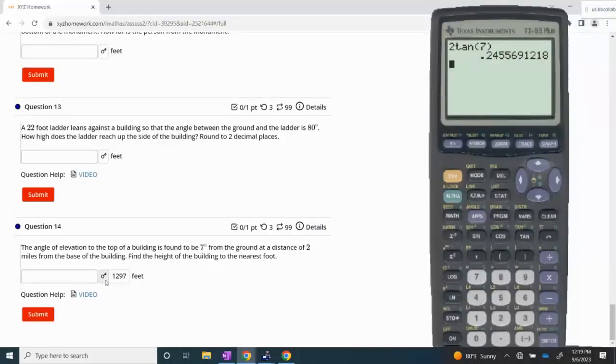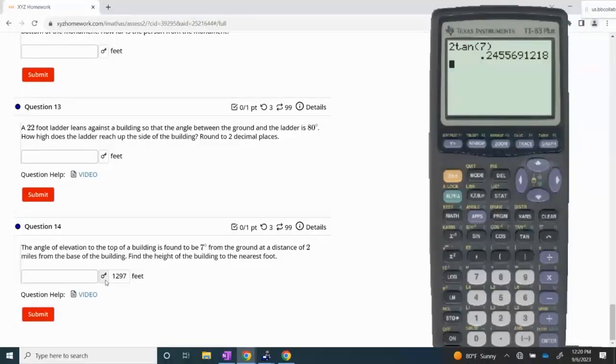So then I'm going to put in my conversion. 1 mile is 5,280 feet. That's a special form of 1, because anything over itself is 1. When I multiply, the miles cancel. So if I take that number, 0.245, and multiply that by 5,280, that should give me the equivalent in feet.